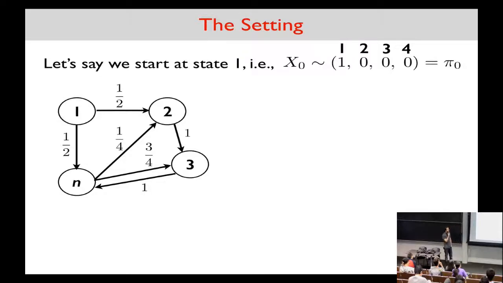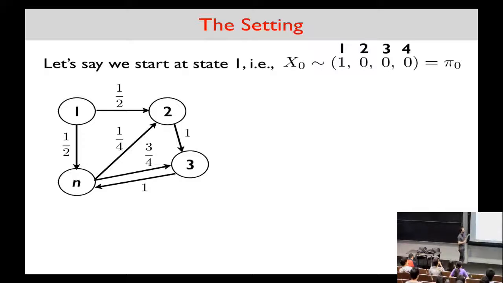Okay, so let's say we start at state 1. When I tell you that the initial state is state 1, what that means is that this random variable x0, which is not really random, has the probability distribution 1, 0, 0, 0. This distribution I'm going to denote by pi sub 0.